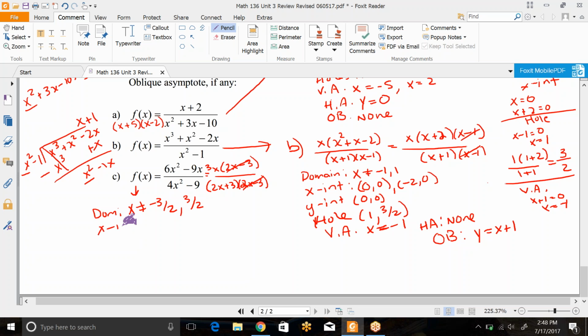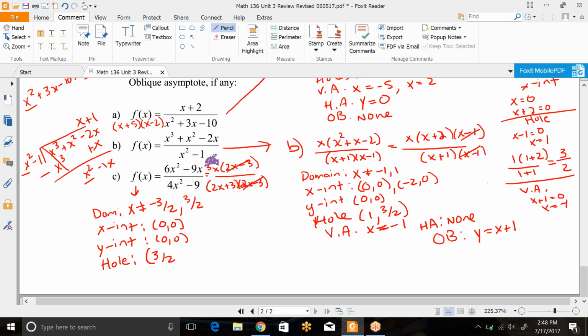The x-intercepts, there's just one. There's a 3x left on top, so that means it's at 0, 0, because 3x equal to 0 would just be 0. Y-intercept, again, everything on top is 0 because it's all x's, so this will be 0, 0. There is a hole this time because something canceled out. It happened at, remember, +3/2, this part right here.